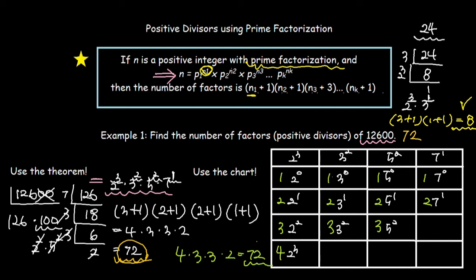For example, you can do 2 to the second power times 5 to the first power, which is 4 times 5, which is 20. 20 is a factor of 12,600. So you can do some mix and match right there. You can multiply different numbers to see what those factors actually are. It's kind of fun to do that. So you can always do this when you're practicing.